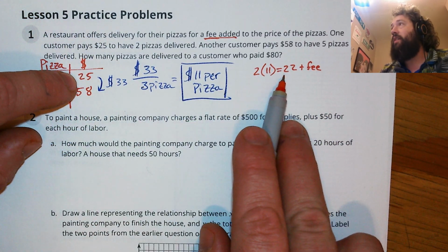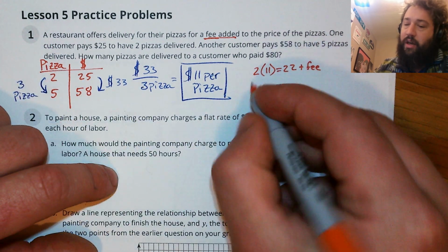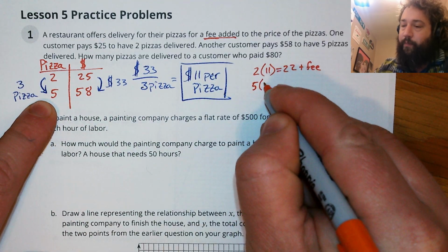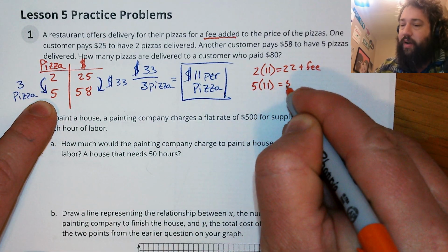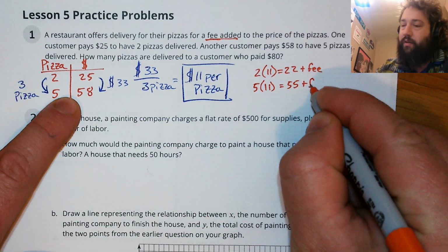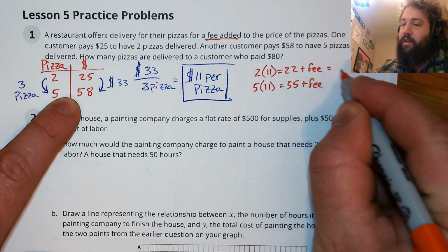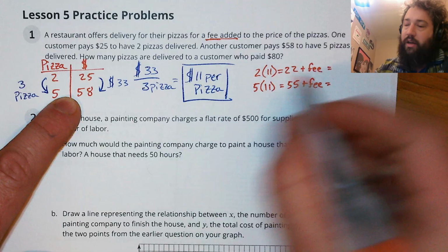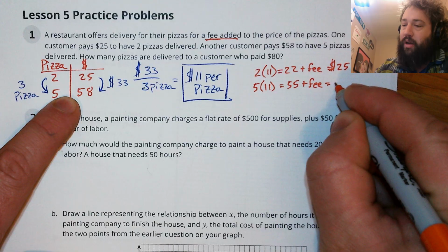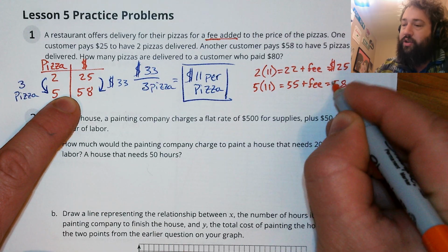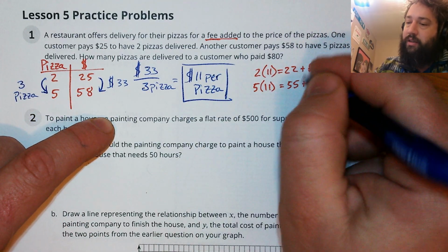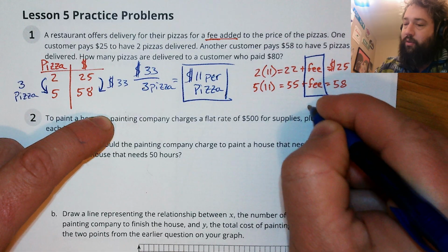But I'm just curious if that's the same for 58. So if I take 5 times 11, that's 55. Is 55 plus 3 also 58? Yes. So I need to get to this charge that I had, which was my 25 and my 58. And it just so happens that that must mean that my fee is 3 bucks.